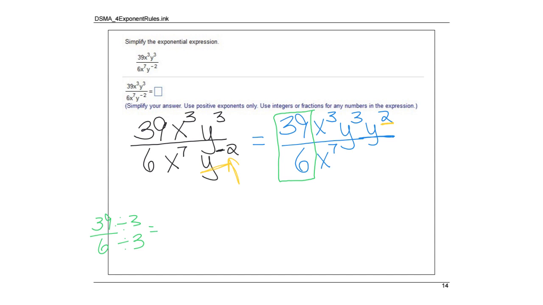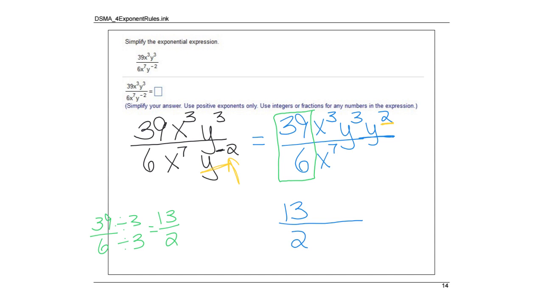And that's going to give me 13 over 2. So 39 divided by 3 is 13. 6 divided by 3 is 2. Okay, so I'm going to have 13 on top with some other stuff, and then I'm going to have 2 on the bottom. Okay, let's see what we have here.